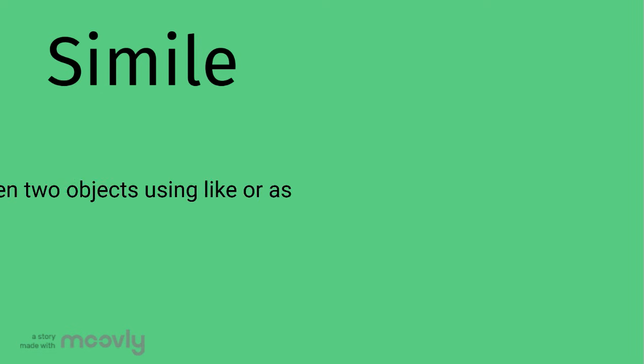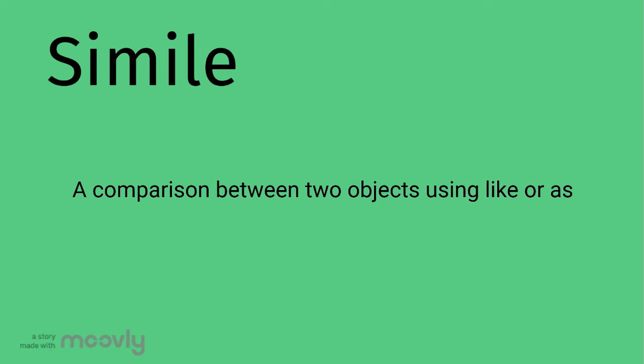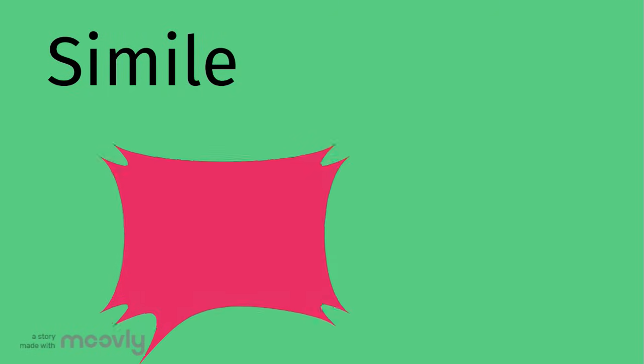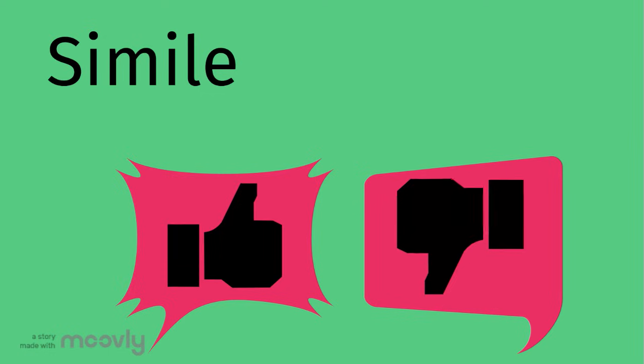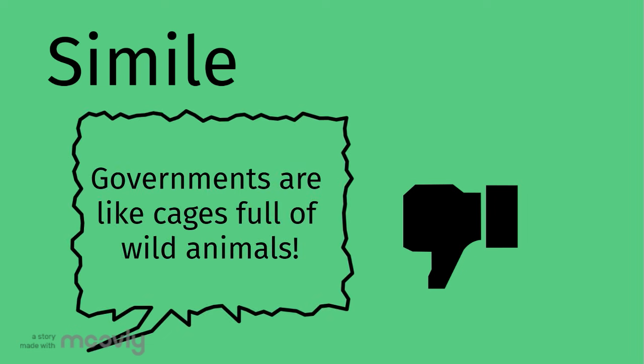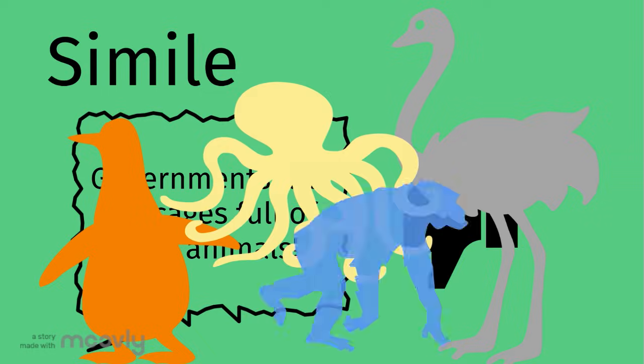Number 3, simile. A simile is a comparison between 2 objects that uses like or as. We've all heard of this, but how can it be used in an argument? Pretend you are in a debate over whether or not governments are efficient. If you wanted to argue that governments aren't efficient, you could say, "Governments are just like cages full of wild animals."